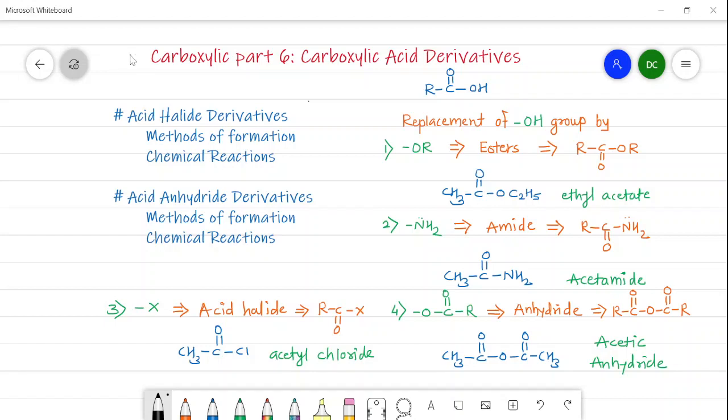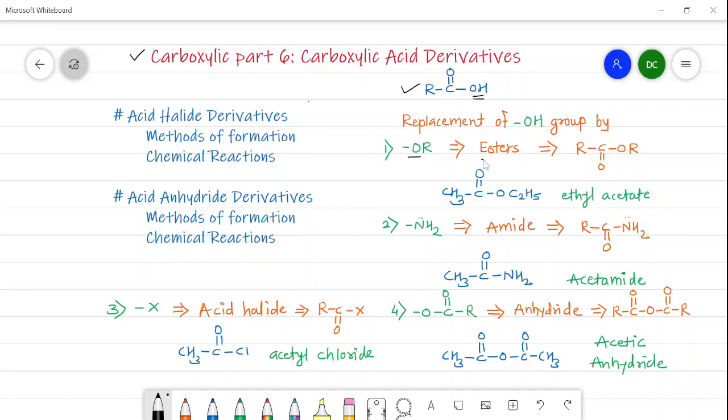Hello everyone. This is the last part in carboxylic acids. Here we will discuss the carboxylic acid derivatives. We know that the general formula for carboxylic acid is RCOOH. Here the OH group can be replaced by a different group such as alkoxy.